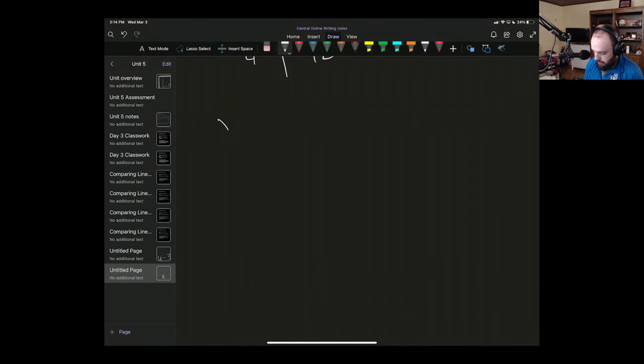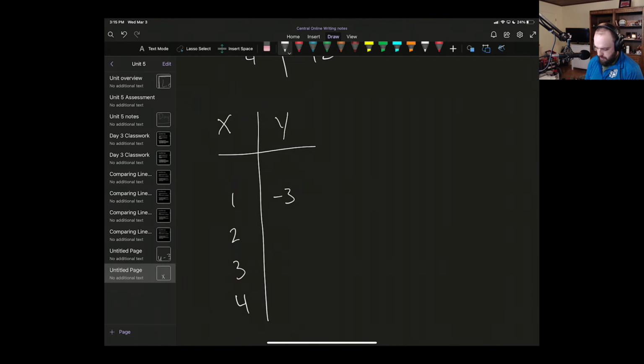So I'm going to write, we have x, y. So we got 1, 2, 3, and 4. Then we're going -3, -5, -7, and -9. Okay, so again, we're trying to write our equation. We just need to find our y-intercept and our slope. We don't have our y-intercept yet. We're going to have to find that. So we're going to start with our slope.